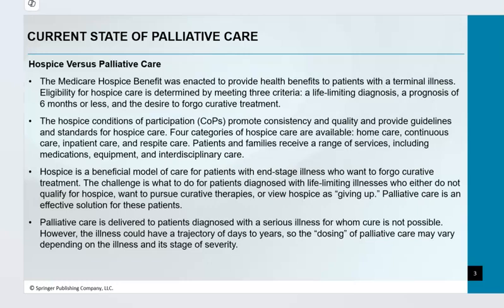The other part about hospice care, especially when it's regarding Medicare, is that you have to have conditions of participation. And that means that everybody has to follow these guidelines to promote consistency and quality. The 4 categories of hospice care are available. So CMS recognizes home care, continuous care, inpatient care, and respite care.